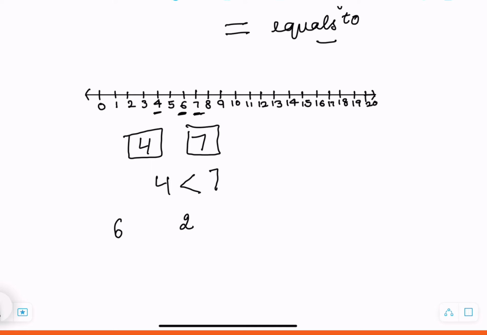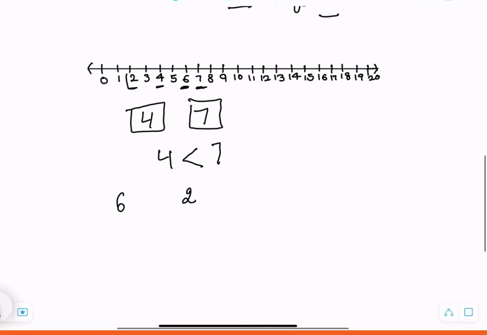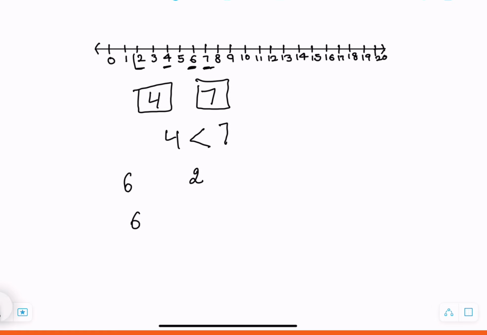Let me tell you, here is the 6 and this one is the 2, and we know the 2 is coming first and the 6 is coming after 2. So 6 is greater than 2. 2 is less than, and 6 is the greater number.